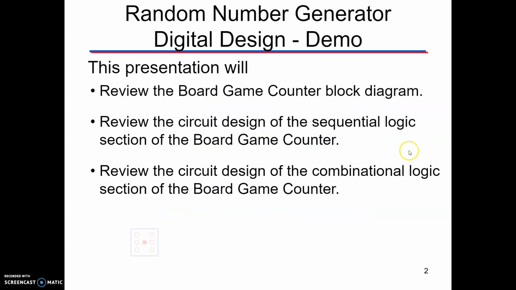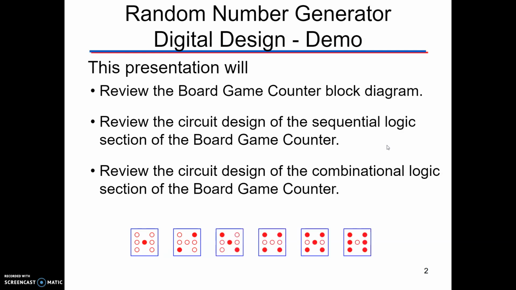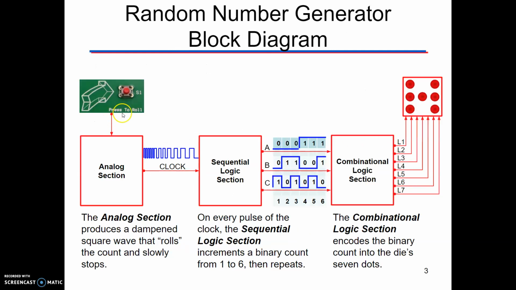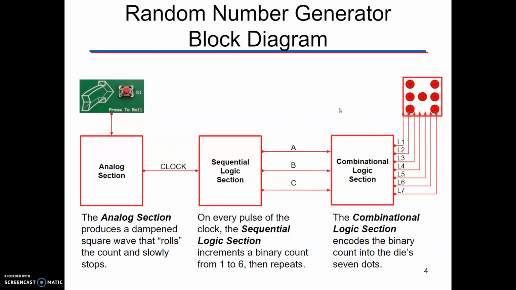So you will remember from yesterday that we are essentially creating a board game counter, or a digital die, that is going to randomly generate numbers using our circuit design. Yesterday you analyzed the analog section and looked at these clock signals and how, when we push the button, they have this really intense tight-knit wavelength, and then they decrease as that button is released. Today we're going to move into talking about the digital portion, which is our sequential logic and our combinational logic sections. So that's where we are headed for today.